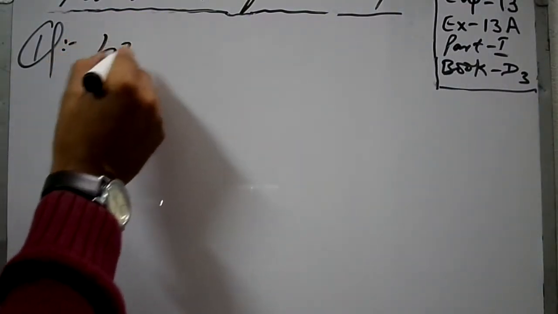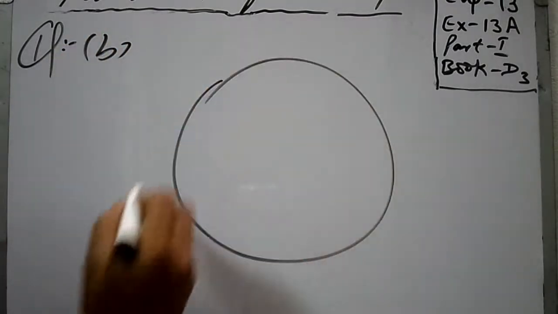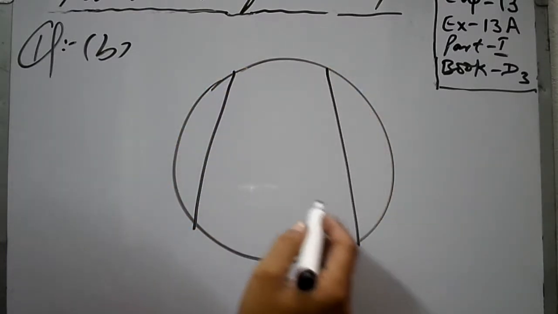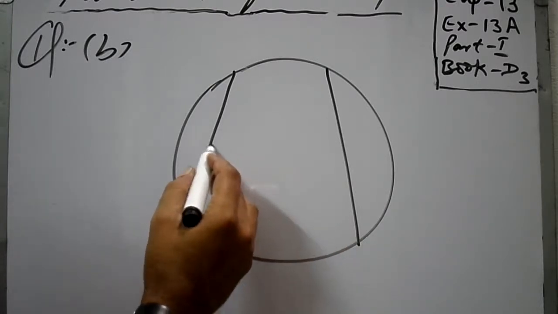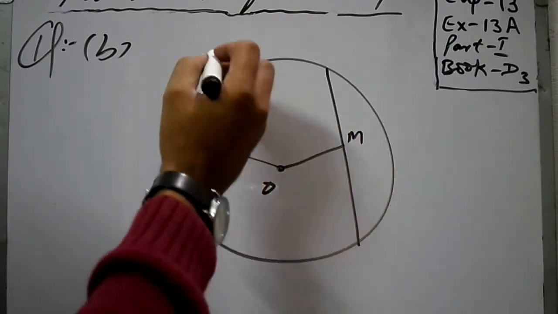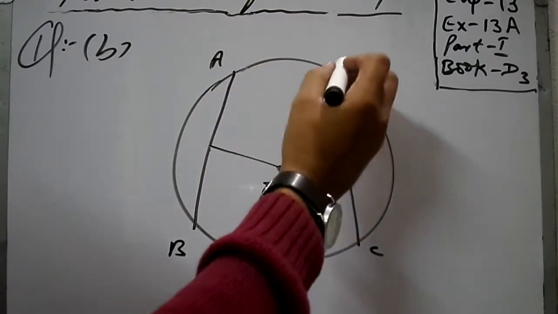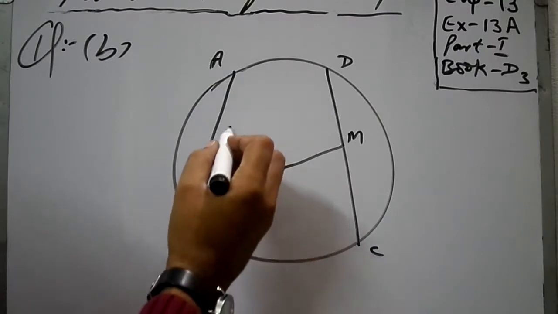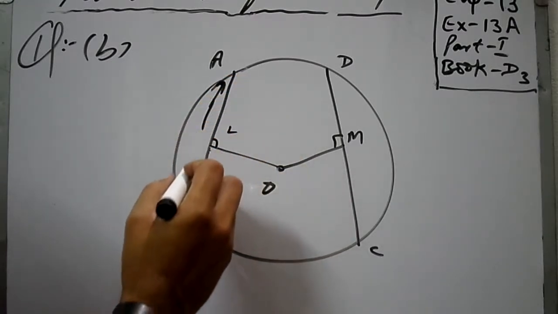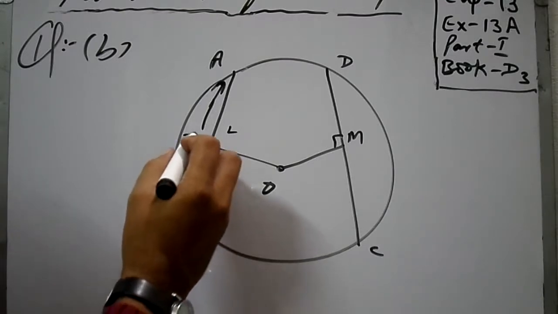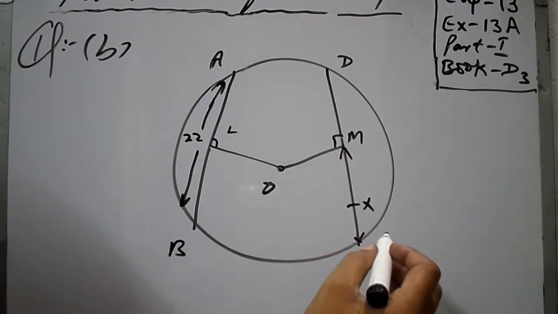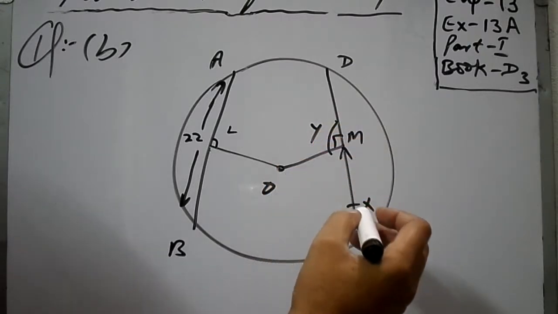In B part, also first of all you have to draw the diagram. AB is the chord, CD is another chord, having center O, with L and M. This length is equal to 22, and we have to find this one represented by x and this angle represented by y.